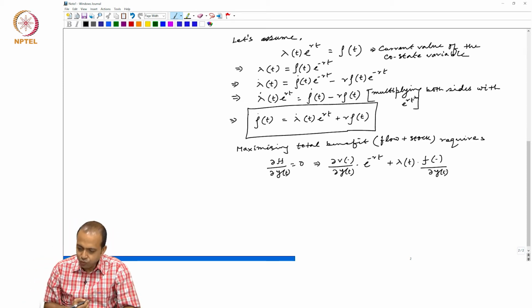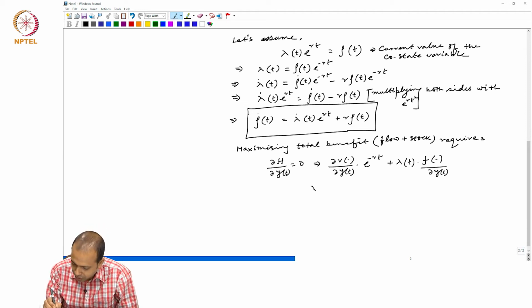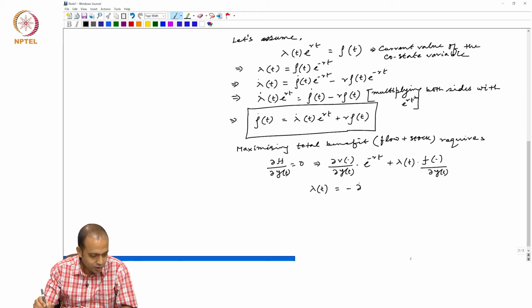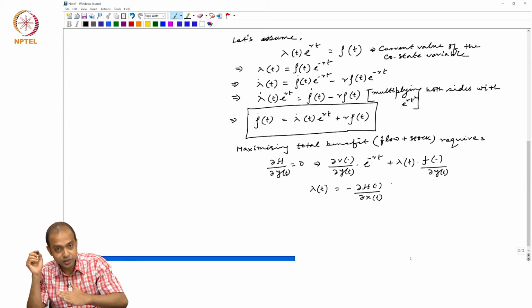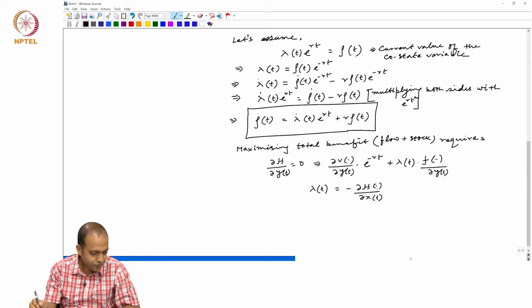Okay. And we also know that lambda t is basically equals to minus delta h dot delta xt. So, this we have derived earlier, one of the conditions from our maximum principles. Okay. So, this is what we got.